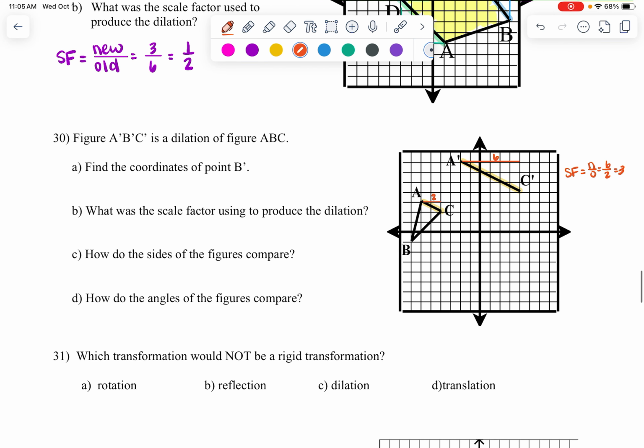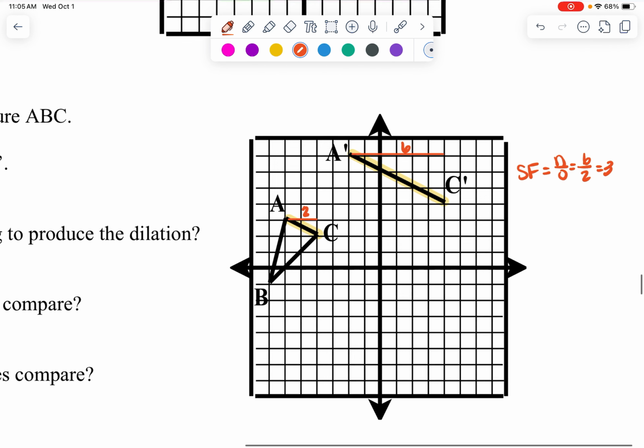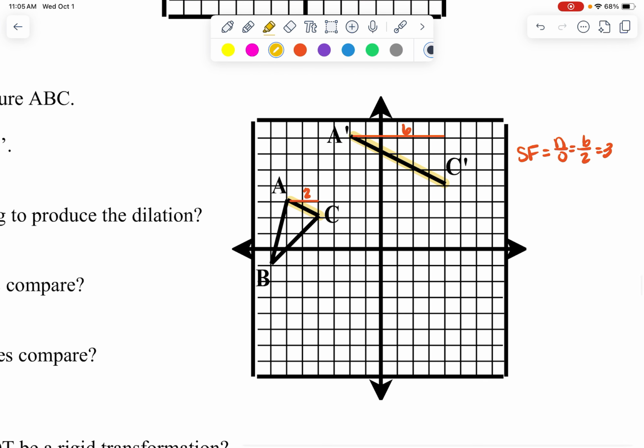Okay, so now that we have a scale factor of 3, we need to find the location of B by applying that same concept. So AB, let's go analyze those movements. We went left 1, down 4. Well, I'm going to triple all of those movements. So instead of going left 1, I'm going to go left 3. And instead of going down 4, I'm going to go down 12. 1, 2, 3, 4, 5, 6, 7, 8, 9, 10, 11, 12 puts me right here for my B prime.